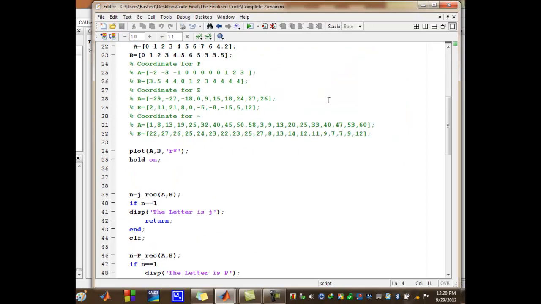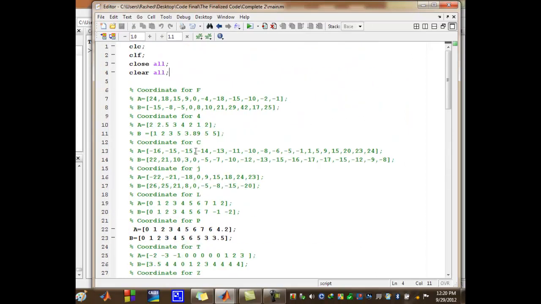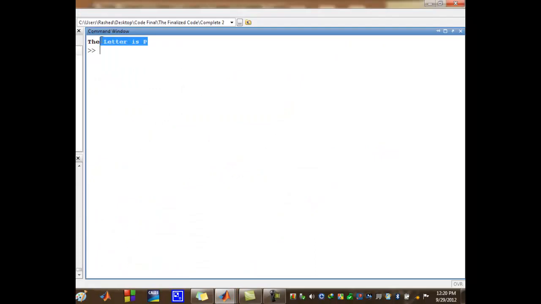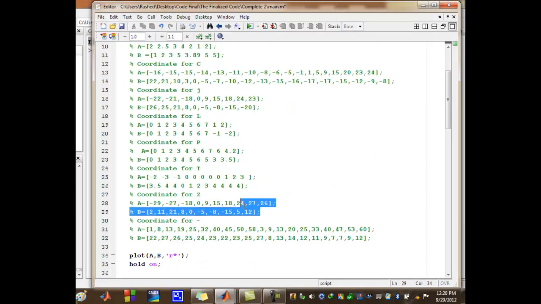Here we merge all the codes in a single main function. Here all the coordinates of the symbols are arranged together. If we give the coordinates for P, the output is this. And in the command window, it shows that the symbol is recognized. Here we are doing similar work for the coordinates of Z.